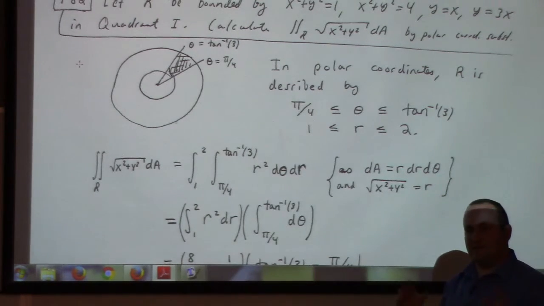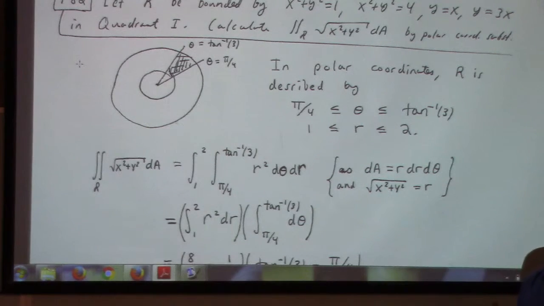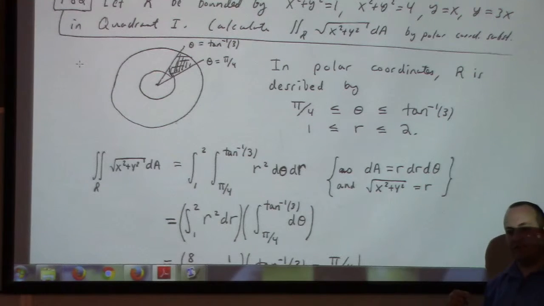Unless there's some other statement, like say y was greater than 0, or x was greater than 0, or maybe x and y are both less than 0. That would put theta between pi and 3 pi over 2 or something like that. If you had x greater than 0, what would you take for theta?